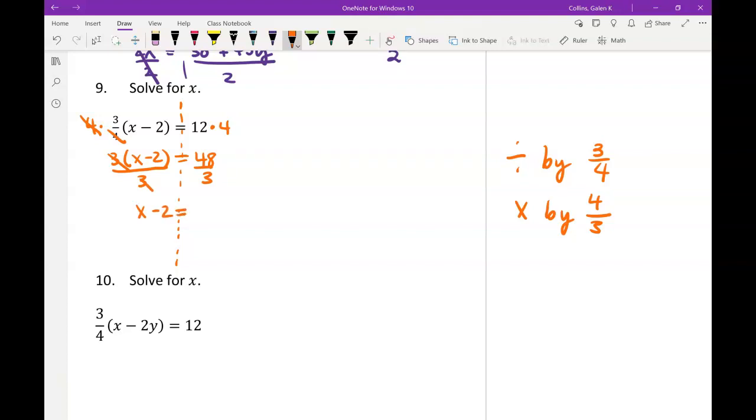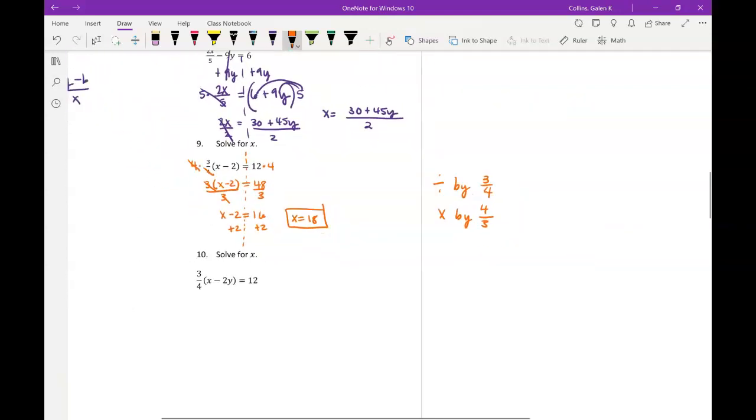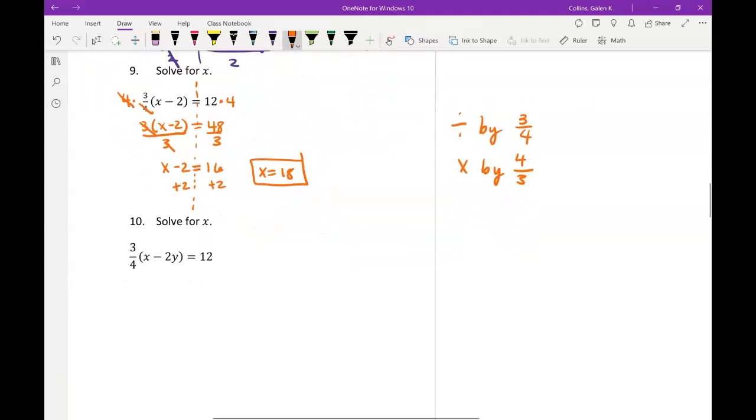All right, so 48 divided by 3, I think that's 16, but I'm really bad at doing math in my head, so let's see. 16 times 3 would be 30 plus 18, it is. Okay. And then lastly, to get x by itself, we could add 2 to both sides and get x equals 18 there. All right. So similarly, I did that one in orange. That was a regular equation.